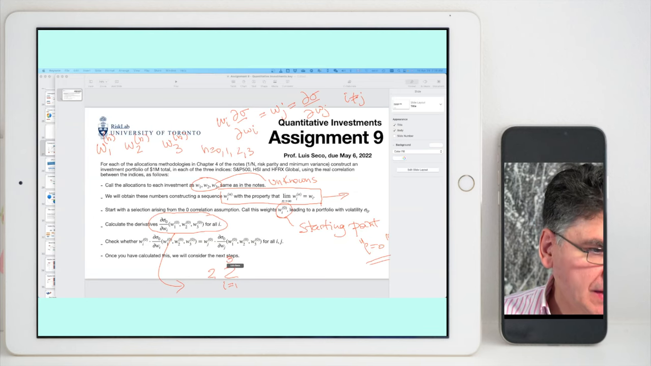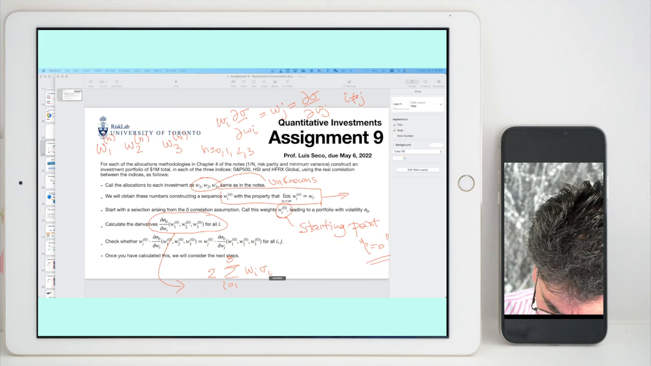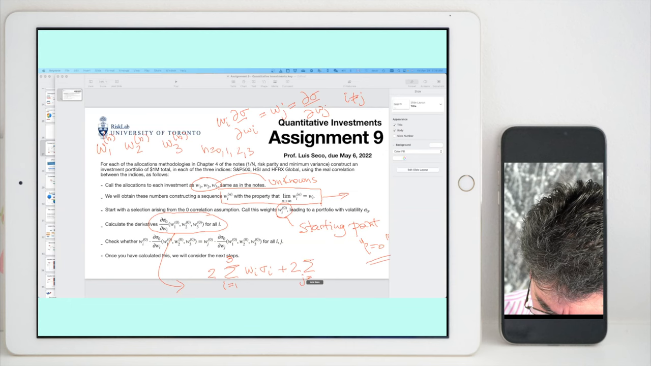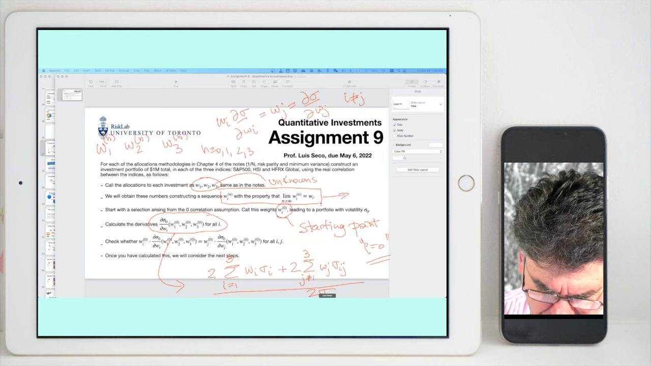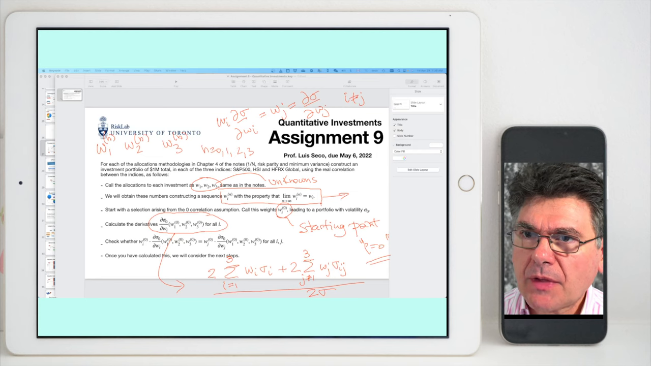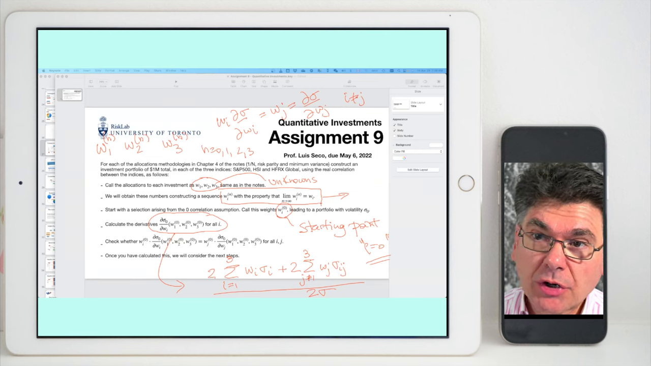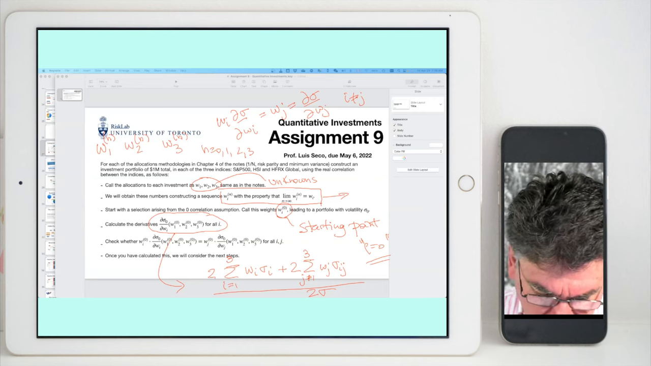Three. The sum between one and three of W_i sigma_i plus two, the sum for all j not equal to i until three, W_j sigma_ij, divided by 2 sigma. Okay, so you know sigma, you know the portfolio volatility, and you know the correlations between the assets. You have the covariance matrix.